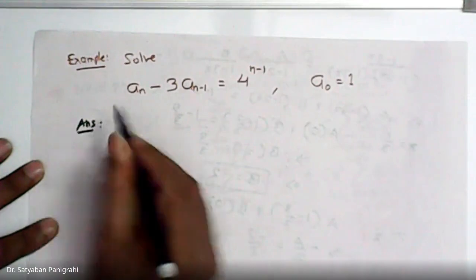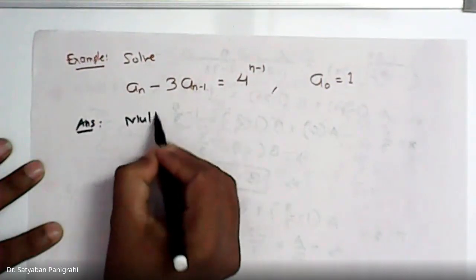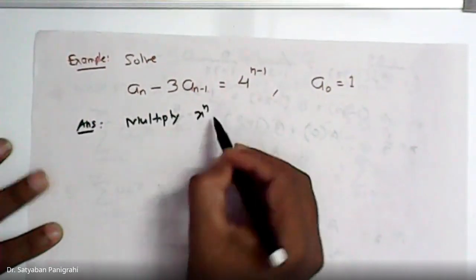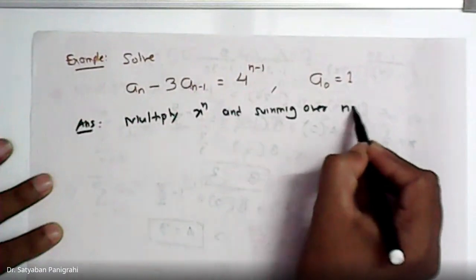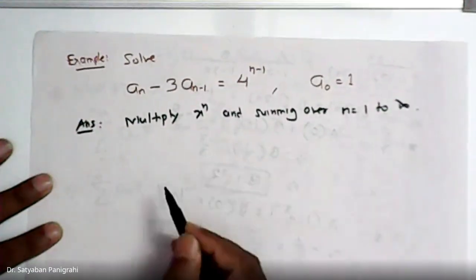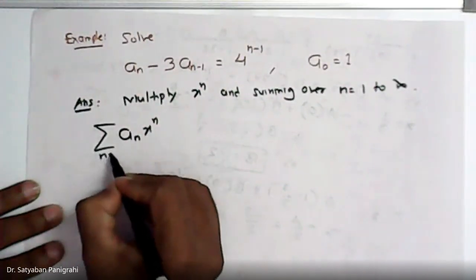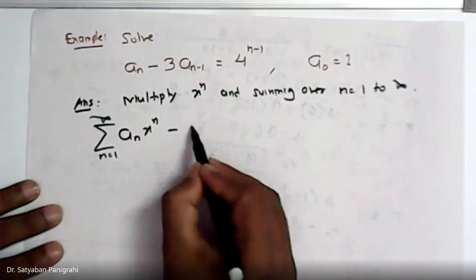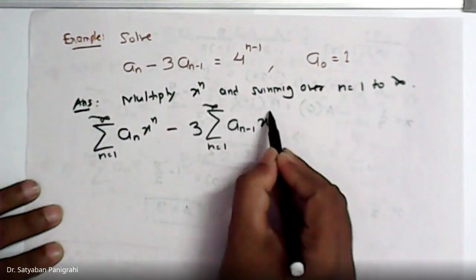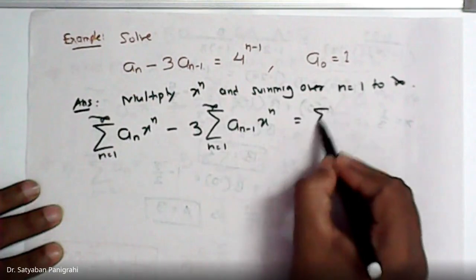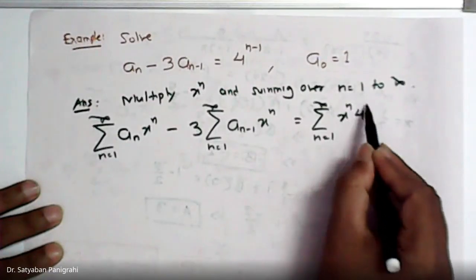Now, see here, what is the order of this equation? 1. So, multiply by x to the power n and sum over n equal to how much? 1 to infinity. So, we have summation n equal to 1 to infinity a_n x to the power n, minus 3 summation n equal to 1 to infinity a_(n minus 1) x to the power n, equal to summation n equal to 1 to infinity x to the power n times 4 to the power n minus 1.